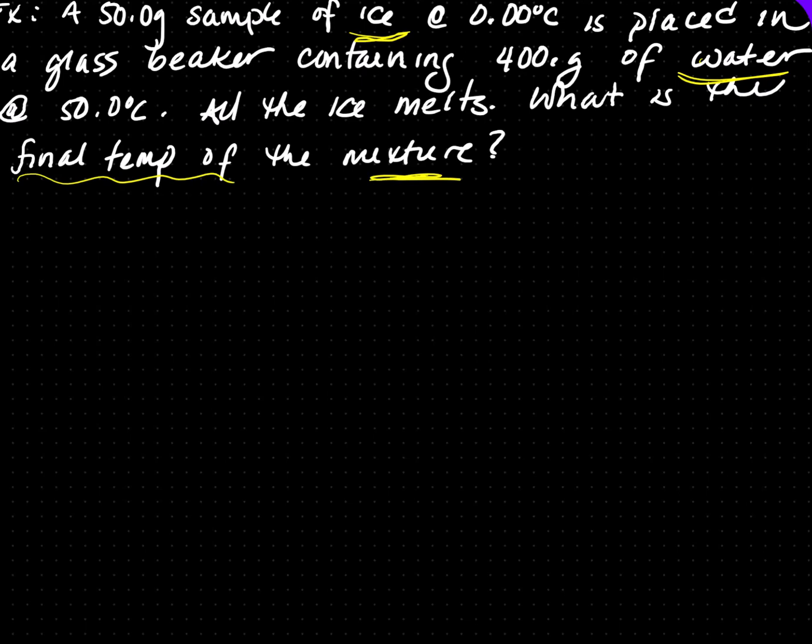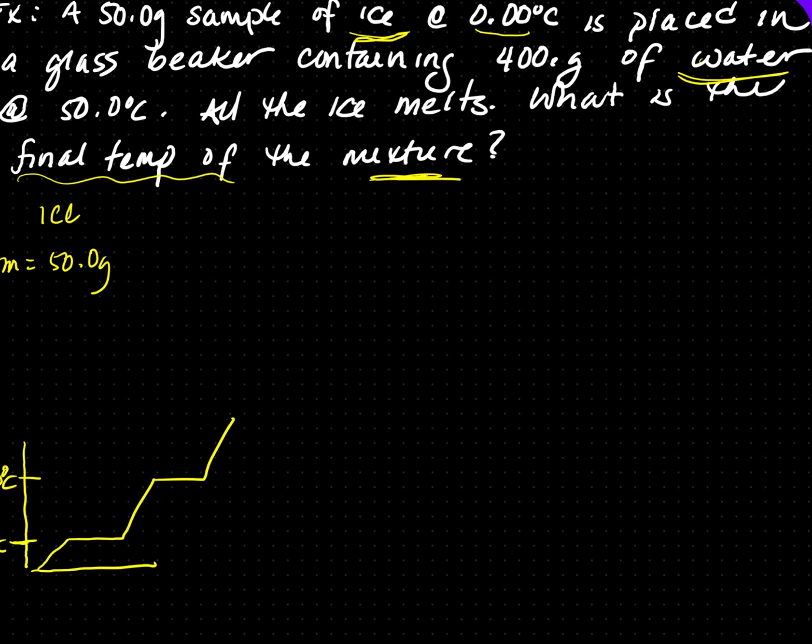So the first thing I'm going to do is identify variables. We have ice as one of my mixtures. The mass of ice is 50 grams. It is at 0 degrees. If you don't know where 0 degrees ice is, I'm going to sketch the heating cooling curve. So 0 degrees ice is right here. This is where it's melting and freezing.